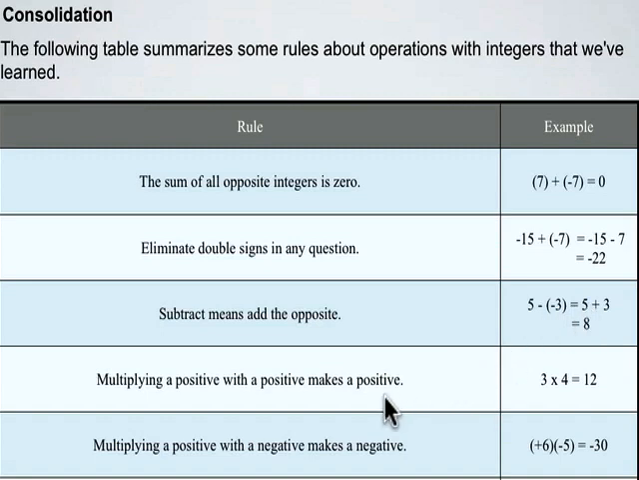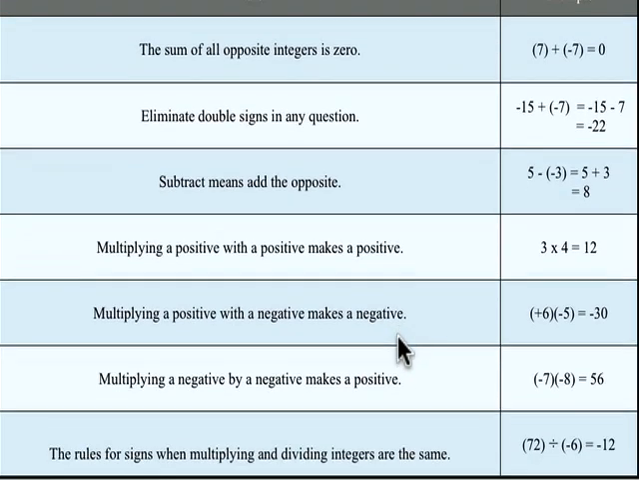Then we started to look at multiplying and dividing, and we came up with some rules for signs. Multiplying a positive with a positive makes a positive. Multiplying a positive with a negative makes a negative. And multiplying a negative by a negative makes a positive. So same signs, positive and negative, gives us a positive. And different signs, a positive and a negative, will give us a negative.